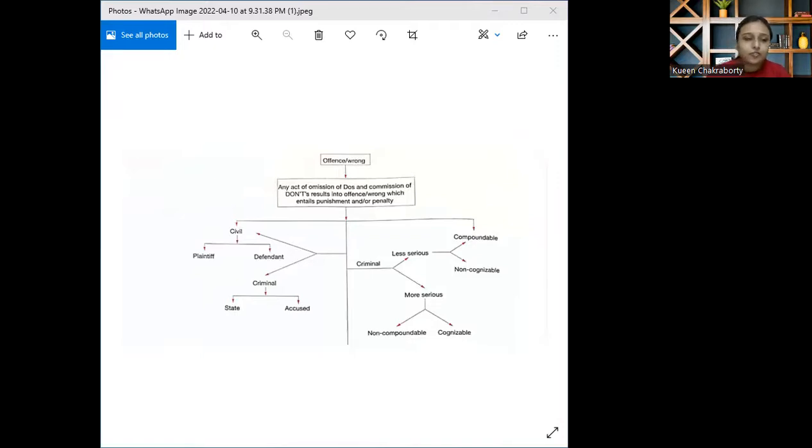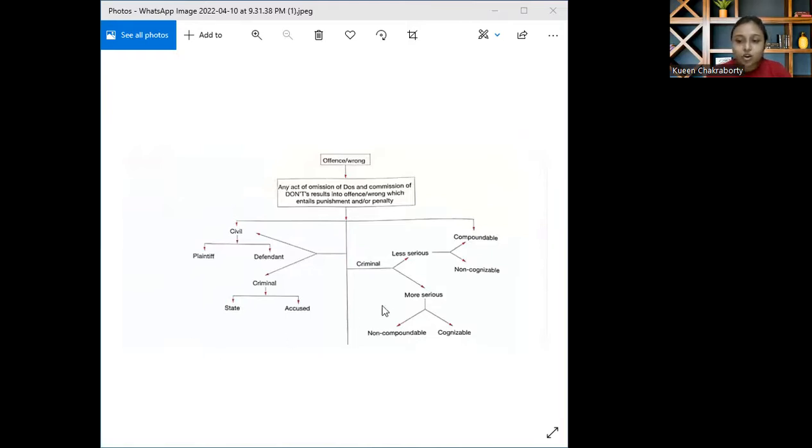Bailable offenses are offenses of a less serious nature, and in these cases, an accused has a right to get bail. In non-bailable offences, it is up to the court to decide whether to grant the bail or not. That's the difference between bailable and non-bailable.